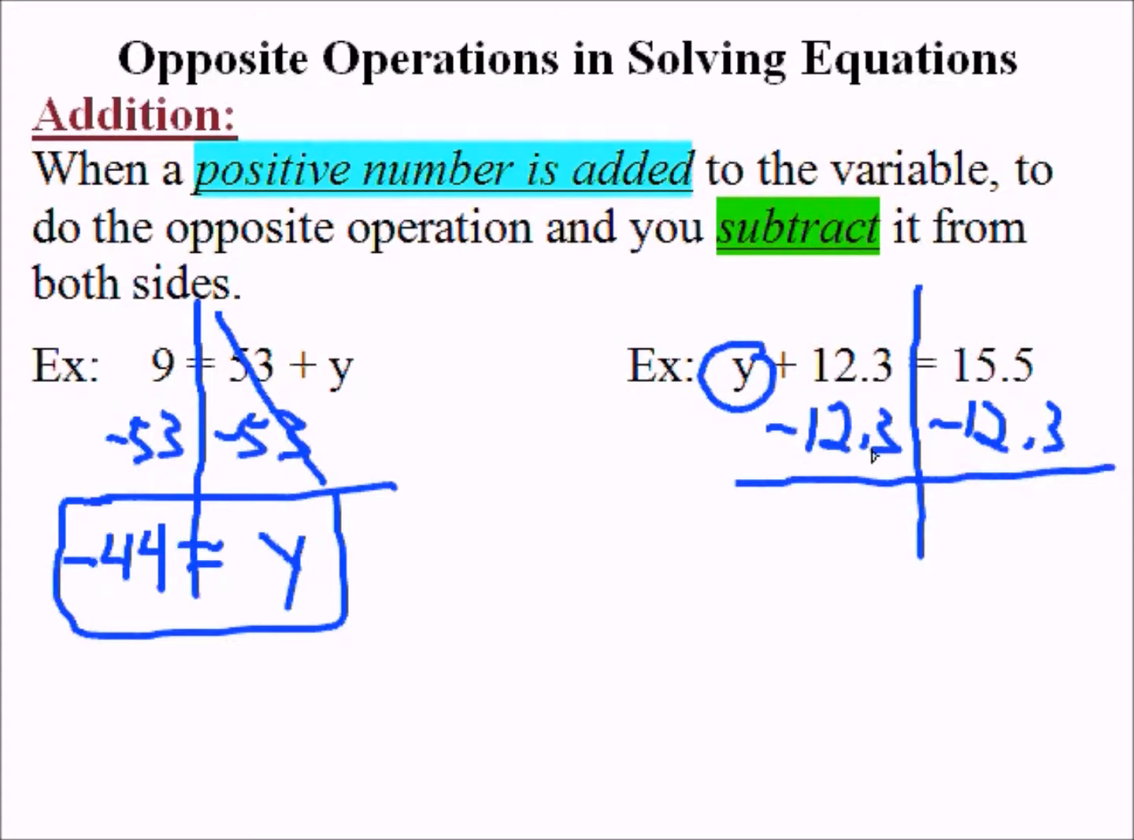12.3 minus 12.3 is 0, leaving us with just the y equal to 15.5 minus 12.3, which should be 3.2. And there you have your solution because y is by itself on one side with a number on the other. Check your solution. 3.2 plus 12.3 is indeed 15.5.